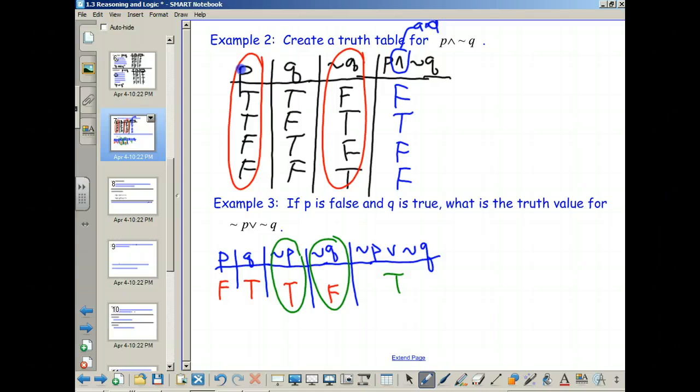Now, you have to be careful because you created all of the work but haven't answered the question. The question asked, what is the truth value? And the answer is true, because my last T here is my answer. So the truth value is that it is true.